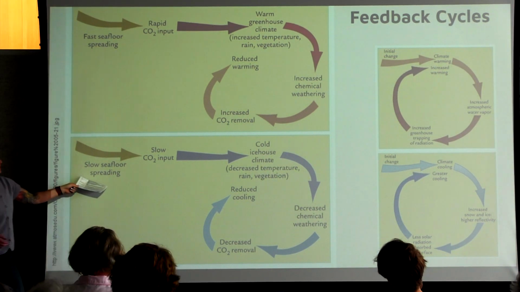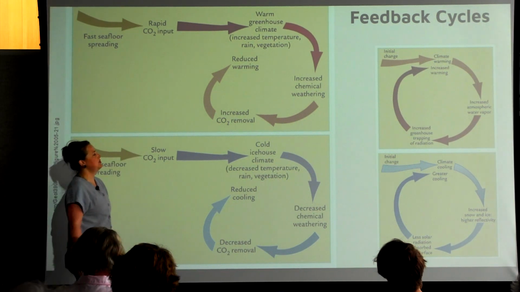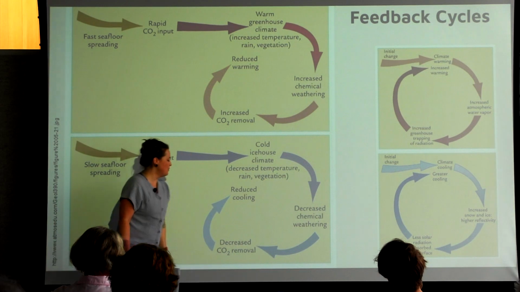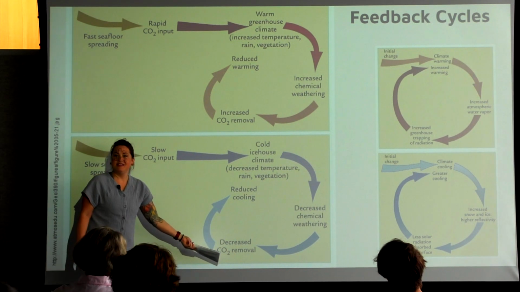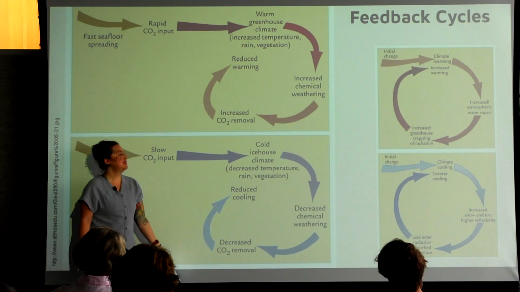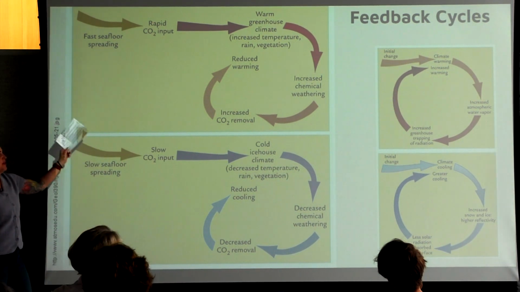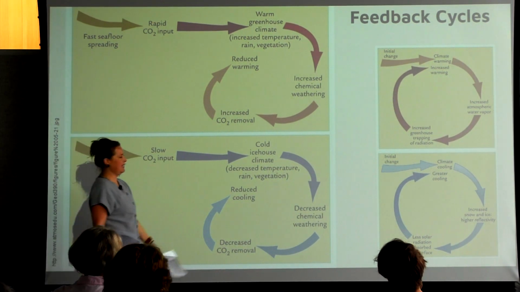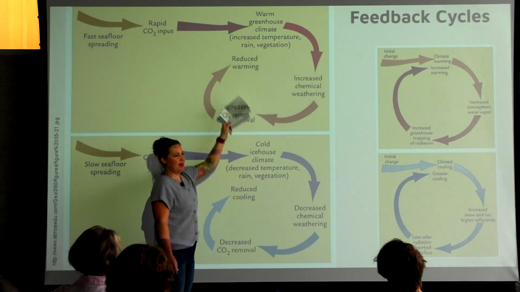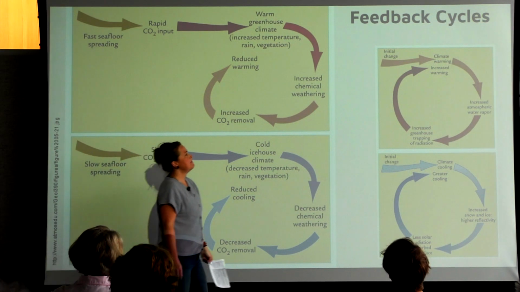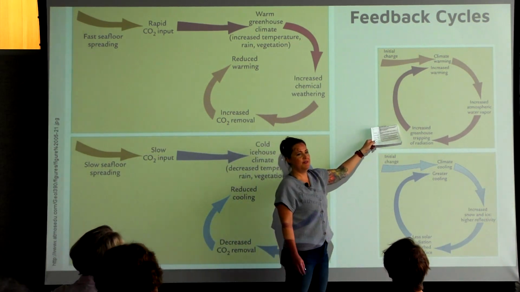So we have slow seafloor spreading, we have slow CO2 output, we get into an ice house climate. This decreases chemical weathering, and that decreases that CO2 removal, and so CO2 goes back up, and that reduces the cooling. Now, every once in a while, these cycles can get caught in their respective ice house, hot house environments. And these are runaway feedback cycles.